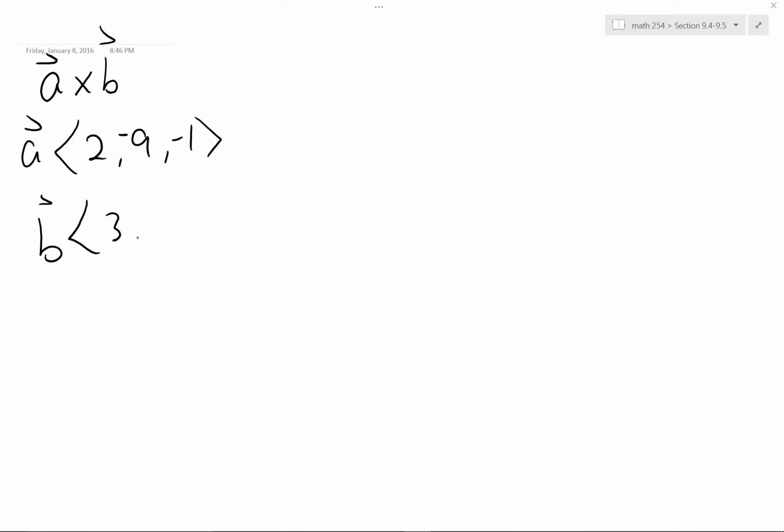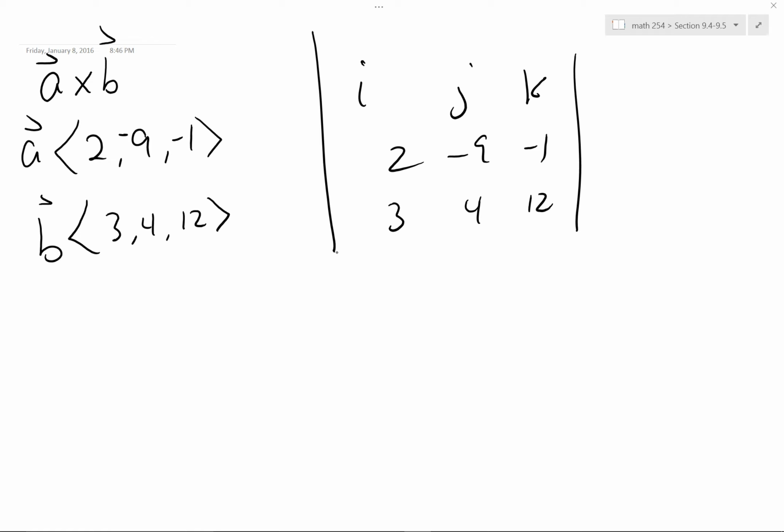Okay? A couple more here. Let's see if we can practice these, and then we'll take a look at another one. So if I want to do A cross B, where A is 2, negative 9, negative 1, and B is 3, 4, 12. So it's just I, J, K, 2, negative 9, negative 1, 3, 4, 12. So it's I, and then cross it out. You get negative 9, negative 1, 4, 12. Always minus J.